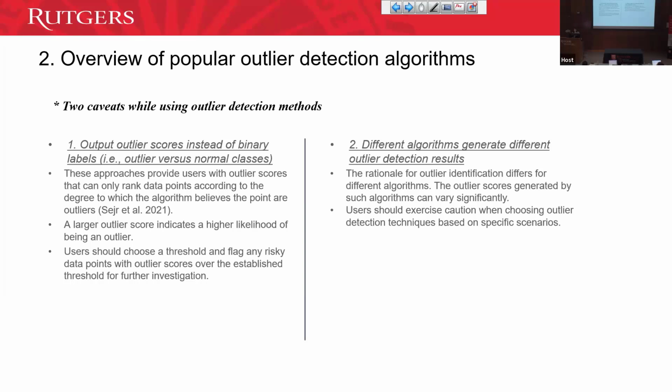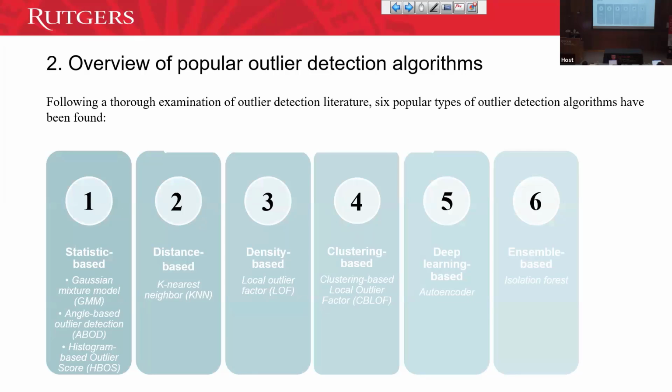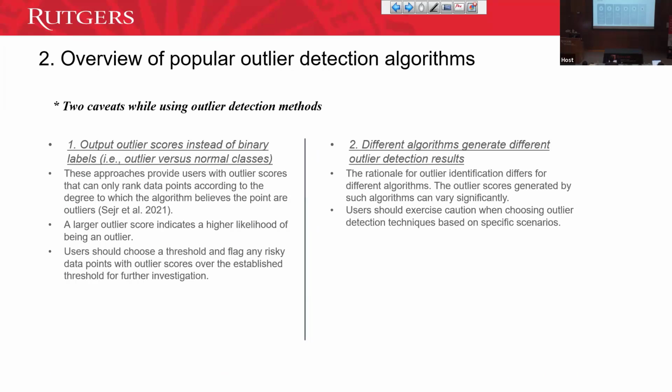Okay. And the second caveat is that different algorithms may generate different outlier detection results. Just like we have discussed in this slide, the different methods are constructed based on different intuitions. So it's easy to understand that different methods can generate different results, and users should exercise severe caution when choosing the outlier detection techniques. They should consider the specific audit judgments and audit objectives and try to select the appropriate methods.